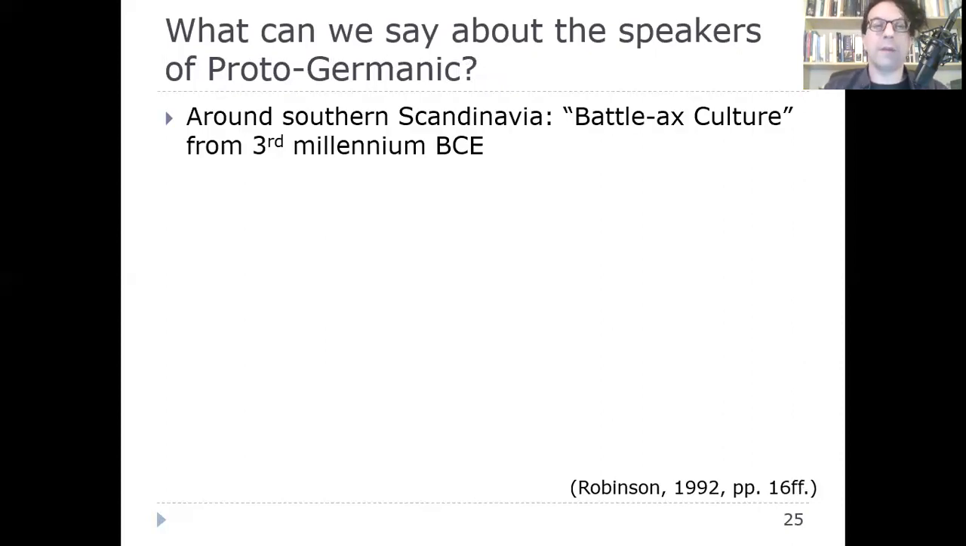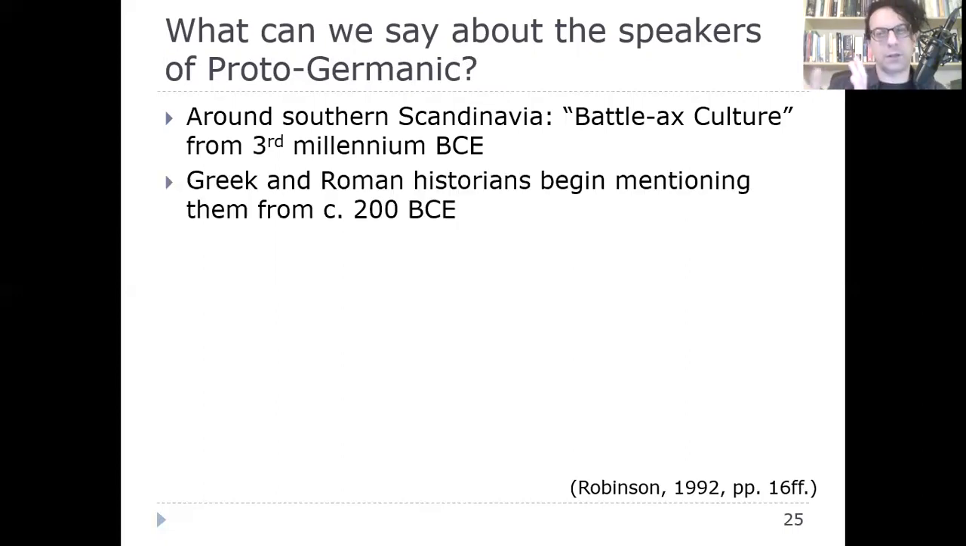Well, we do have a bit more that we can work with here, not just the language, but around southern Scandinavia in archaeology, there is the so-called battle axe culture that we find beginning in the 3rd millennium BC. So we do find also traces of pottery, so things that were held in common in terms of making artifacts, making tools and weapons and other things from around this time. So the battle axe culture seems to correspond with the speakers of Proto-Germanic.